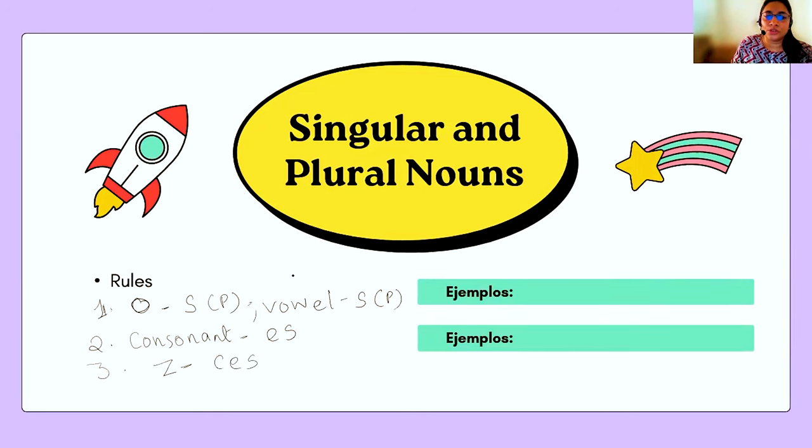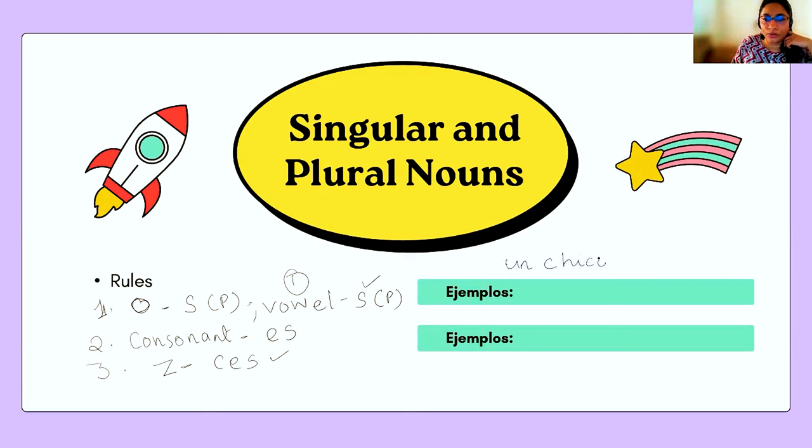Okay? So, your first rule is, if it ends in a vowel, A-E-I-O-U, I will add an S to make it plural. If it ends in a consonant, I add ES to make it plural. And if it ends in the letter Z, I add CES. Let's look at some examples. Let's look at the example that we saw before.